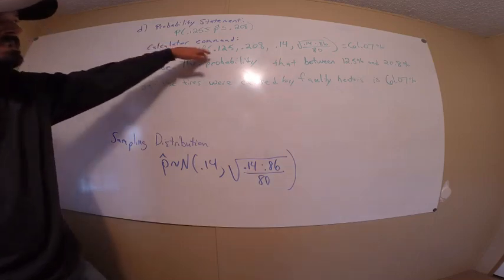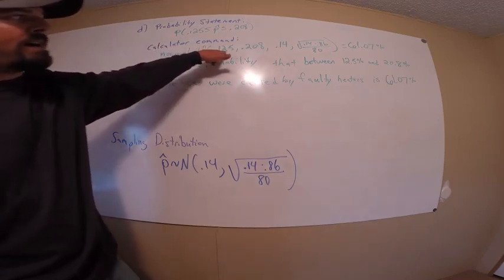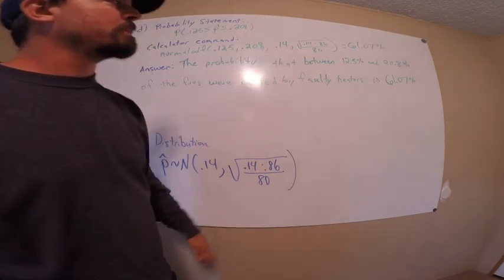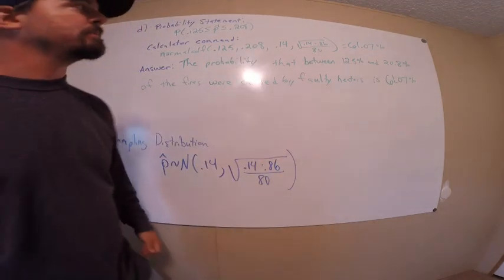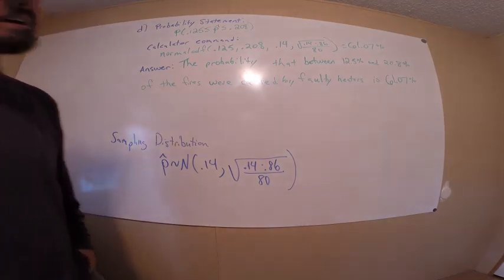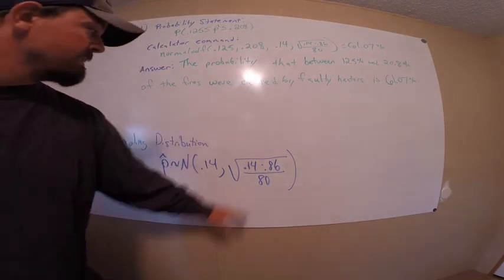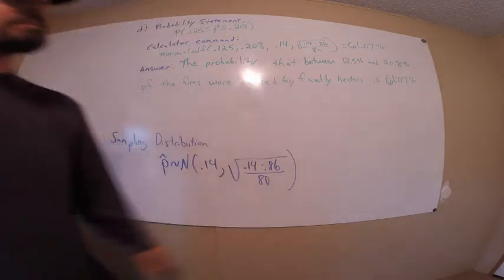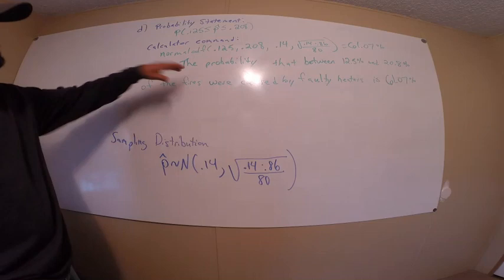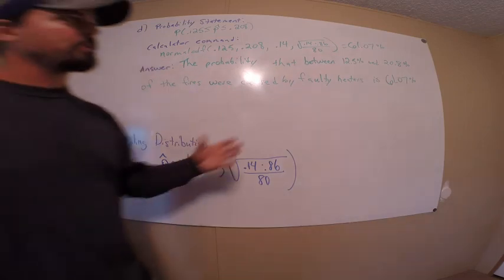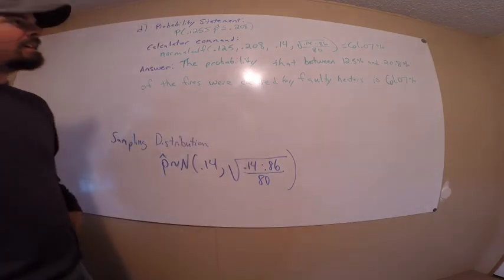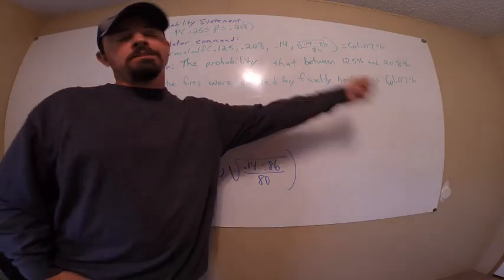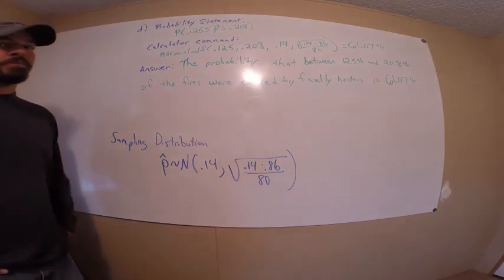Calculator command, normal CDF. Lower bound is 0.125, upper bound is 0.208. Our mean is 0.14. Our standard deviation is that big square root, square root 0.14 times 0.86 divided by 80, just like it was in our other one. That should give us, if you type it in your calculator right, 61.07%. So if I want to answer it in a complete sentence, the probability that between 12.5% and 20.8% of the fires were caused by faulty heaters is 61.07%.